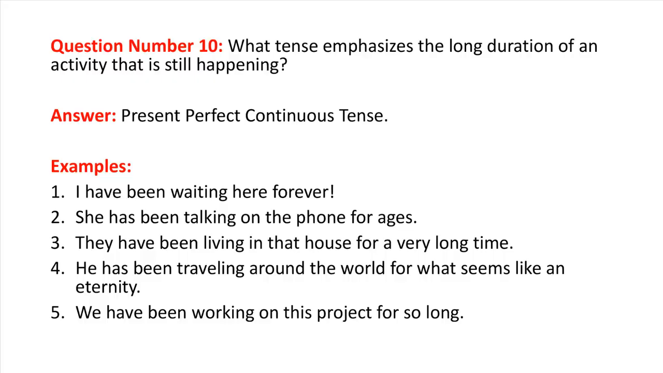They have been living in that house for a very long time. He has been traveling around the world for what seems like an eternity. We have been working on this project for so long.